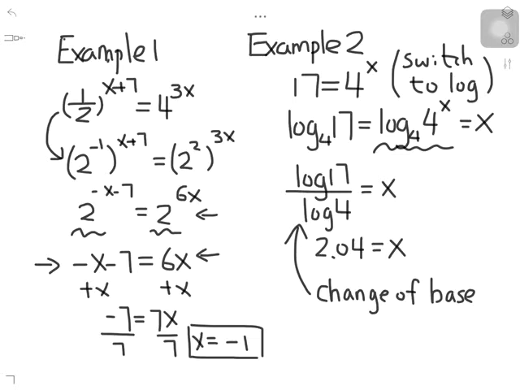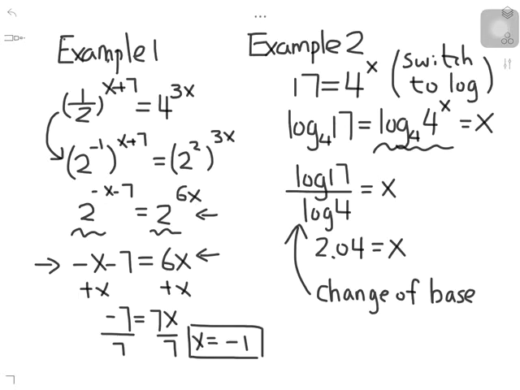Example number 2. 17 equals 4 to the x power. It looks like I'm not able to figure this out, because in your head you can think about 4 raised to the second power is 16, and 4 raised to the third power is 64. So I don't know what power x would be in order for 4 raised to that power to equal 17. So what do I do? I wrote you a note on the right-hand side: switch to log. I cannot figure it out directly.